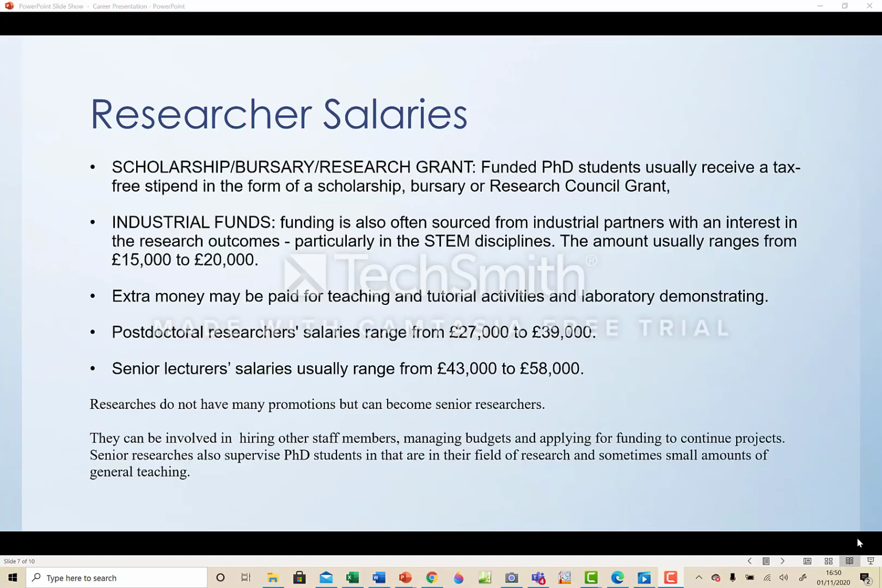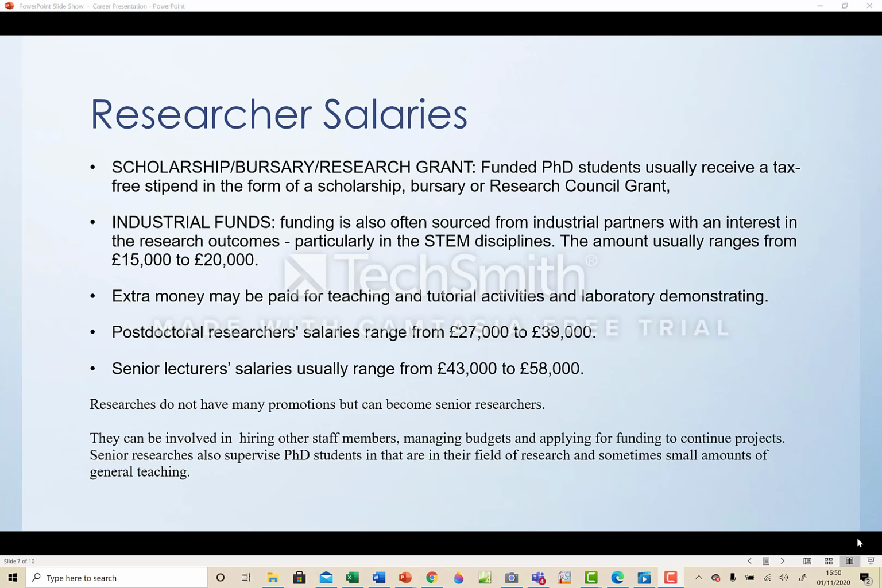The income of researchers in the pharmaceutical sciences doesn't come from a single source, but tends to be made up of different income streams which are independent of each other. The first income stream is the scholarship, bursary, or research grant. This can be topped up with industrial funds made available by industrial partners who have an interest in the research outcomes of your work. And the industrial fund can range from £300 a week to about £400 a week.